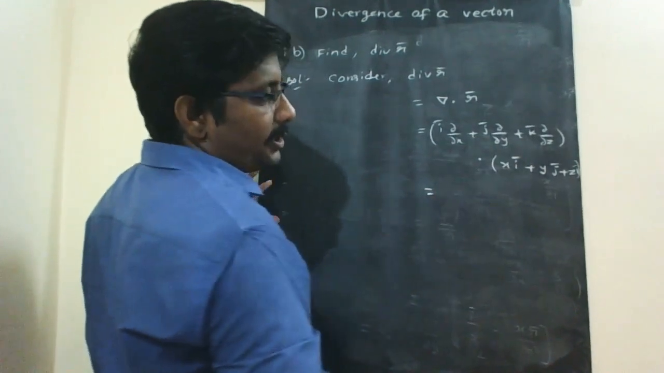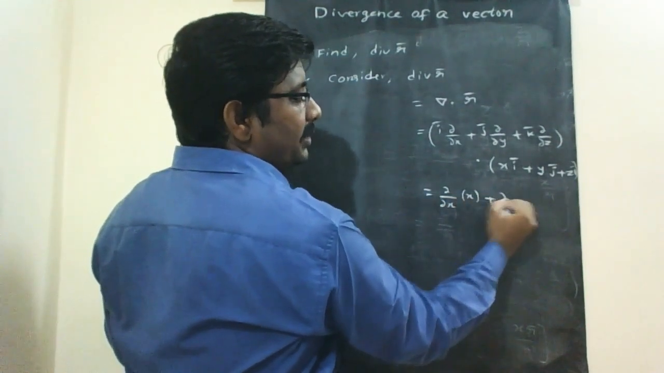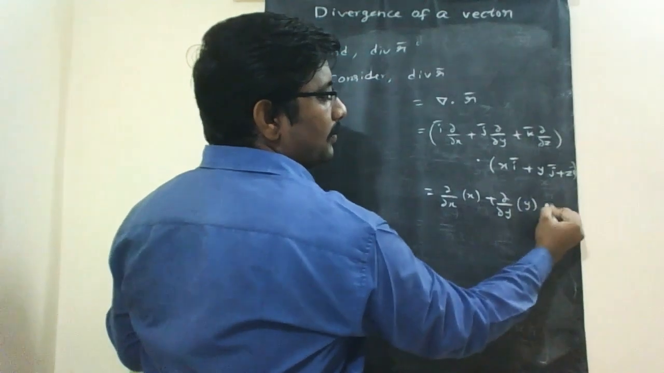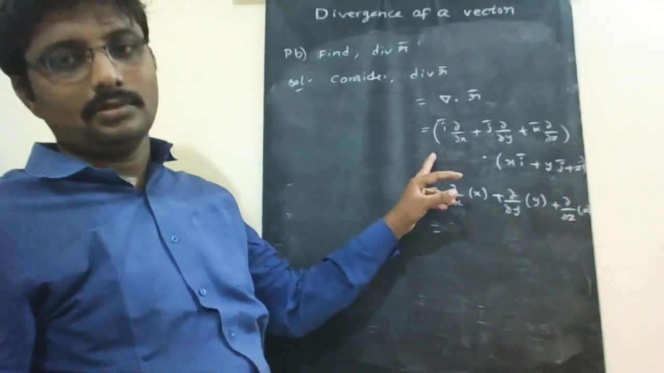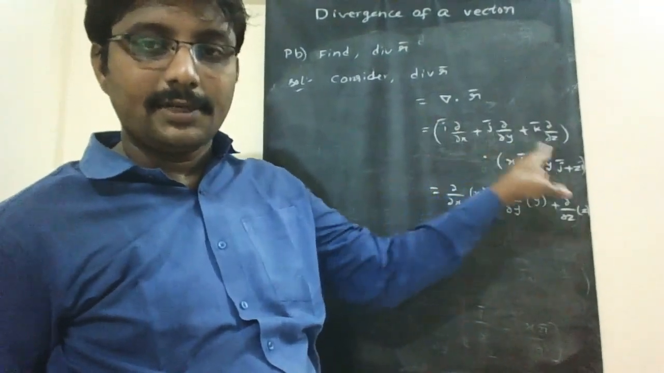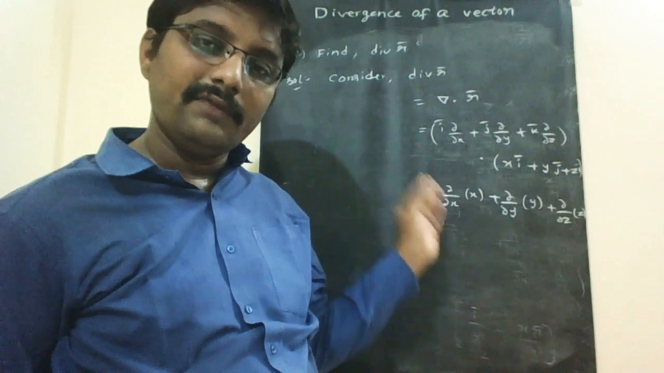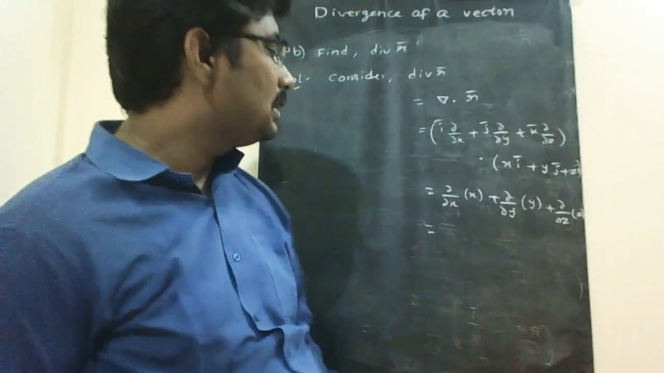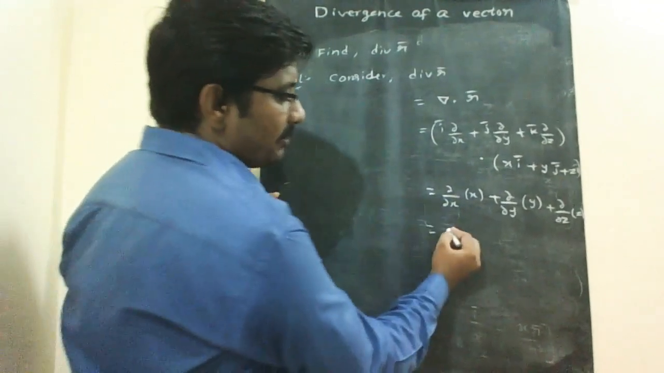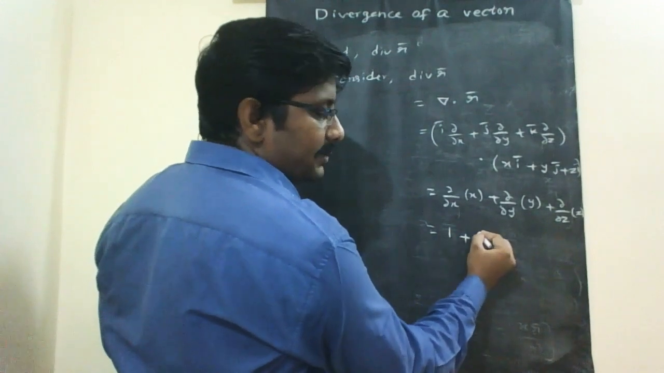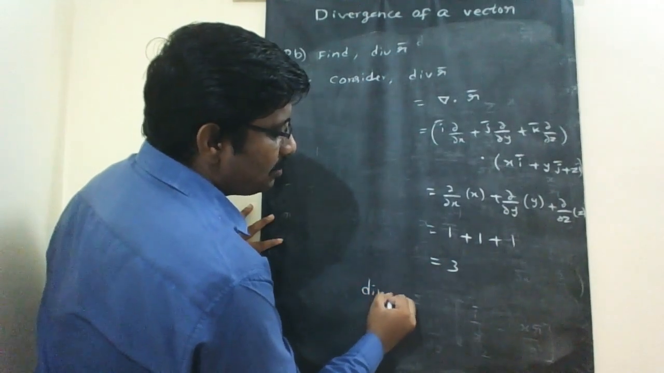That is a dot product. Taking the dot product, we will get dou by dou x of x plus dou by dou y of y plus dou by dou z of z. Already I told you that a1i plus a2j plus a3k, dot product with b1i plus b2j plus b3k, gives a1b1 plus a2b2 plus a3b3. That is dou by dou x of x plus dou by dou y of y plus dou by dou z of z. But what is the partial derivative of x with respect to x? 1. With respect to y for y is 1. With respect to z for z is 1. So that is 3. So it is the required value of div of r bar.